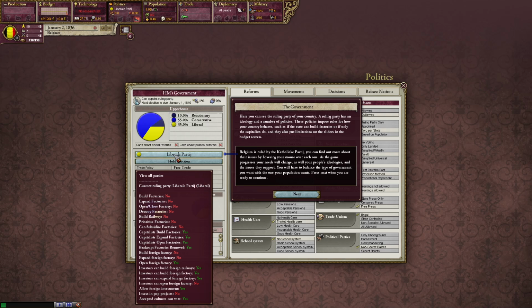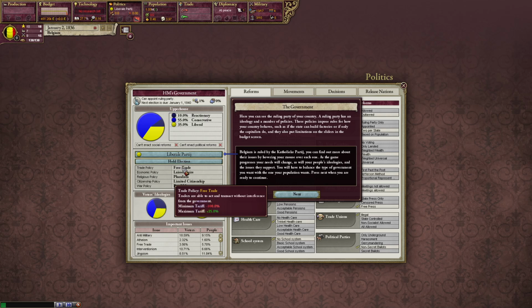Investors can build foreign railways and foreign factories. They can expand foreign factories. They cannot open foreign factories. The party will allow foreign investment. The party cannot invest in popular projects, and accepted cultures can vote.